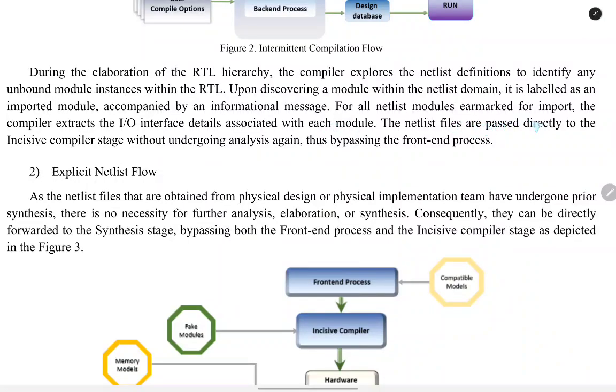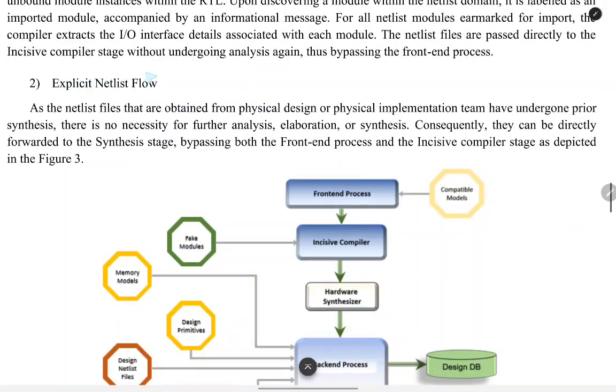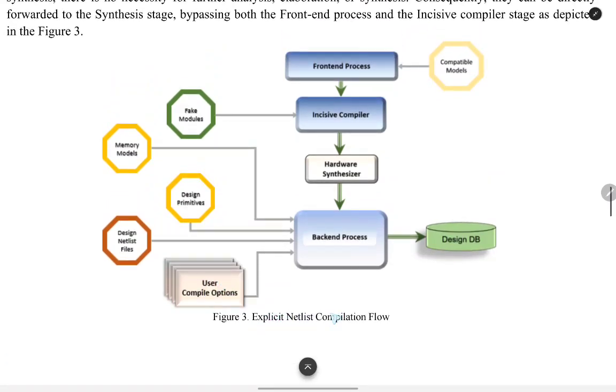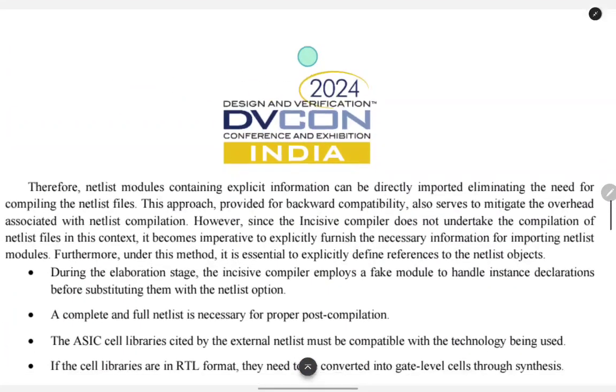The Netlist files are passed directly to the Incisive compiler stage without undergoing analysis again, bypassing the front-end process. 2. Explicit Netlist flow. As the Netlists obtained from the physical design and physical implementation team have undergone prior synthesis, there is no necessity for further analysis, elaboration, or synthesis. Consequently, they can be directly forwarded to the synthesis stage, bypassing both the front-end process and Incisive compiler stage as depicted in Figure 3. Figure 3 is the explicit Netlist compilation flow.